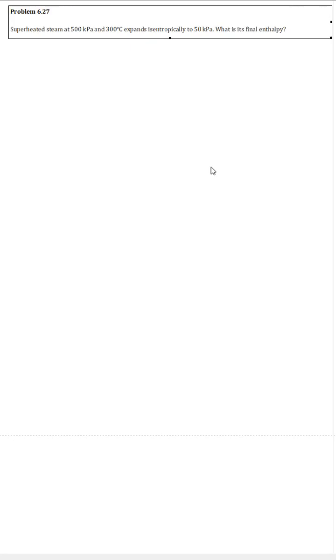Problem 627, Smith Van Ness, 8th edition. Here we have superheated steam at 500 kilopascals and 300 degrees C that expands isentropically to 50 kilopascals. What is its final enthalpy? So we're asked to find the final enthalpy of this steam going through this process.